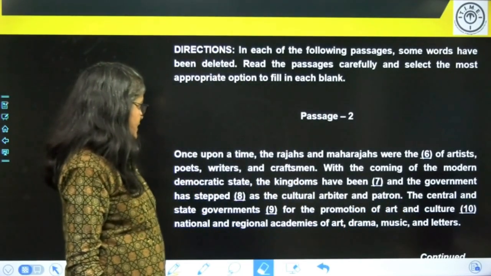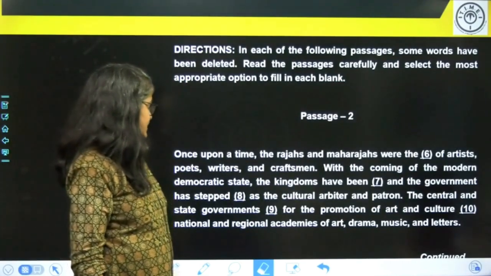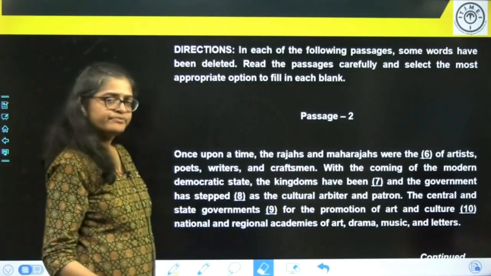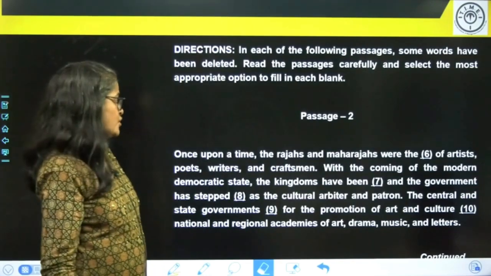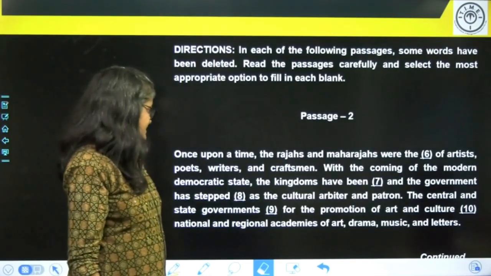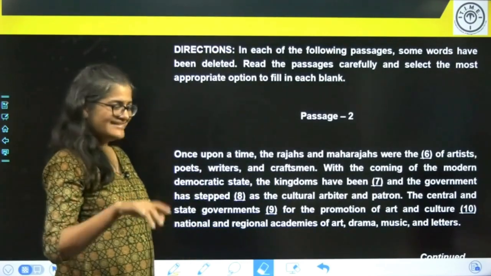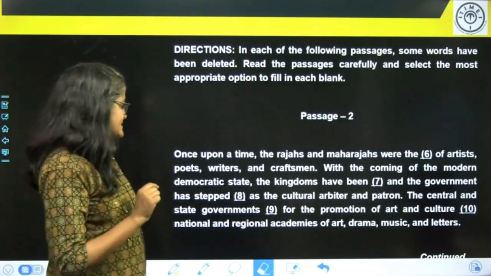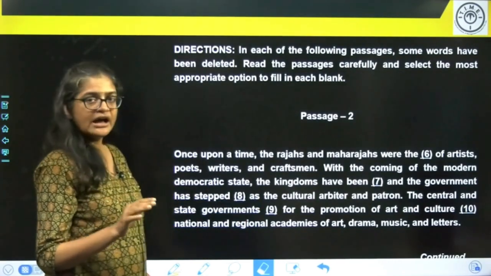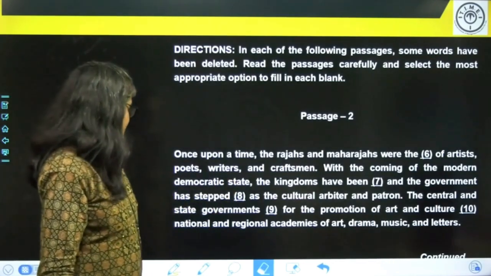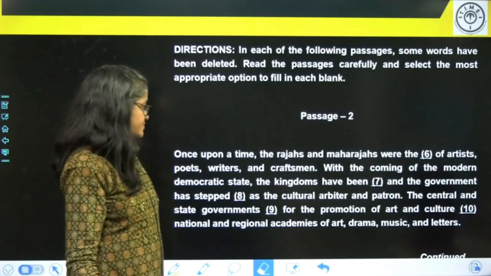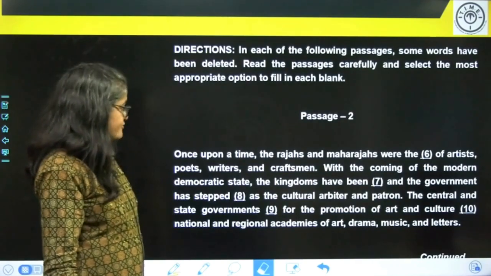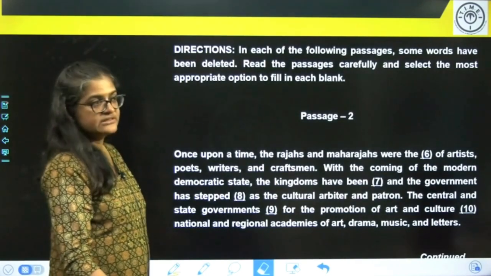Once upon a time, the Rajas and Maharajas were the dash of artists, poets, writers and craftsmen. Patrons of maybe? With the coming of the modern democratic state, the kingdoms have been something and the government has stepped dash preposition as the cultural arbiter and patron. Arbiter is mediator. The central and state governments dash for the promotion of art and culture, dash national and regional academies of art, drama, music and letters.